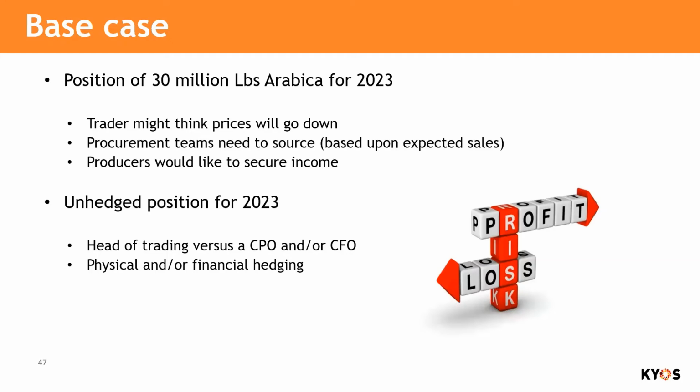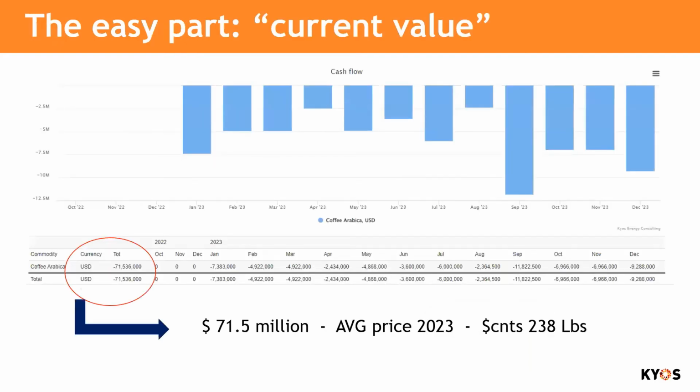But if we have a base case and we need to define profit or the loss from a risk perspective, we need data. And of course, the easy part is just look at the current market. I made this sheet a couple of days ago, but I think it's still valid. I think we are down a couple of cents on the pound. But 30 million pounds of coffee with the profile that I stored in the platform has a current value of roughly $71.5 million.